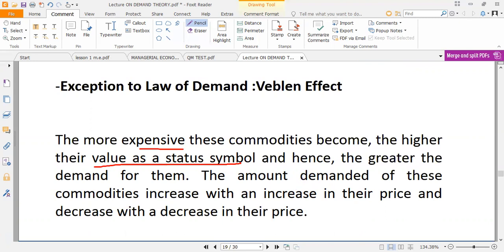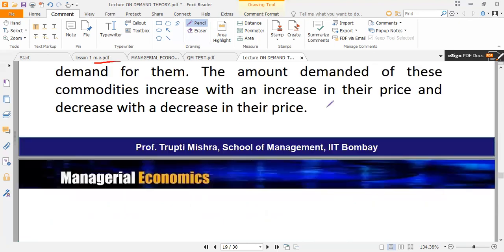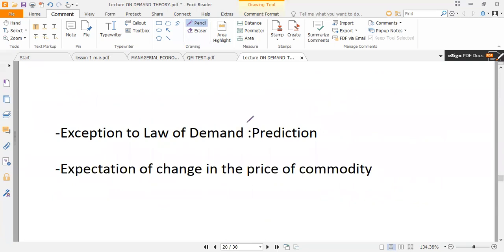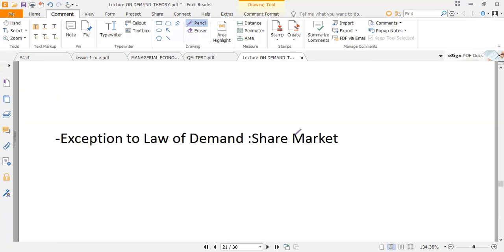If something is new in the market, people would want to buy more of it. It's called a Veblen good, or a prestige good, or an ostentatious good. Forget this word, it's called a prestige good or ostentatious good. So this is a good that defies the law of demand. So the exception to the law of demand has been explained.